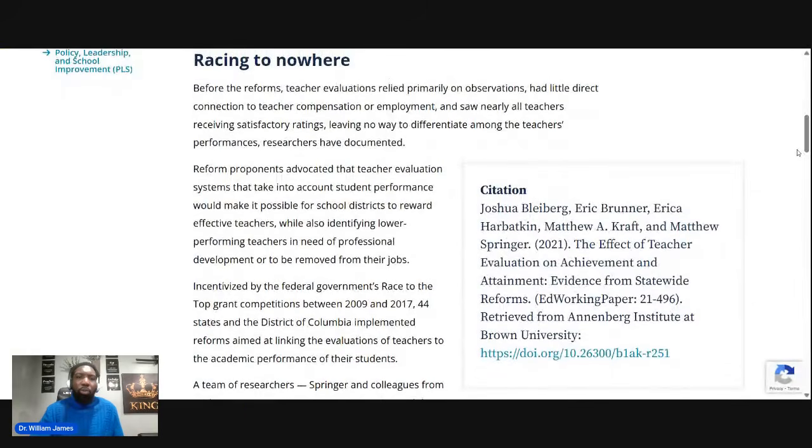So before the reforms, teacher evaluations relied primarily on observations, had little direct connection to teacher compensation or employment, and so nearly all teachers received satisfactory ratings, leaving no way to differentiate among the teachers' performances, researchers have documented. Reform proponents advocated that teacher evaluation systems that take into account student performance would make it possible for school districts to reward effective teachers while also identifying lower performing teachers in need of professional development or to be removed from their jobs. This incentivized the federal government.